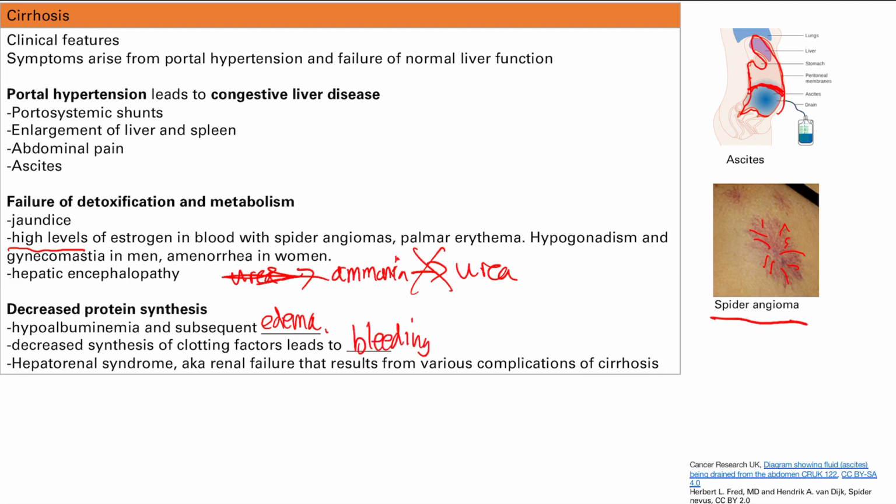And finally, you have something called hepatorenal syndrome. This is basically renal failure that results from various complications of cirrhosis. I like this one because it synthesizes a lot of the problems that can arise from cirrhosis. What can cause decreased blood flow to the kidneys? Will bleeding cause decreased blood flow to the kidney? Yes, including from esophageal varices and portosystemic shunts. Will edema cause decreased flow? Yes, because remember now you have less flow in the blood vessels because it's all going to the interstitium. So that can help cause hepatorenal syndrome.